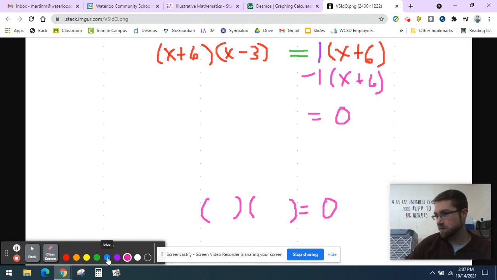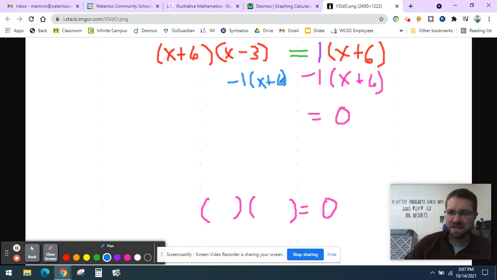But of course, the equation would not be balanced, okay? It's not equal unless you do the same thing to both sides, right? So if I subtract 1 times x plus 6 from over here, I am also going to subtract 1 times x plus 6 from this side.